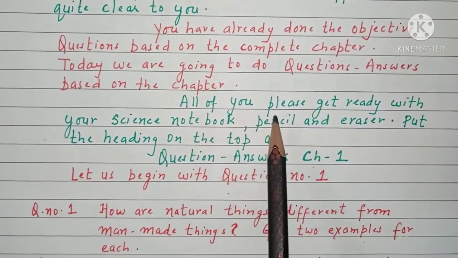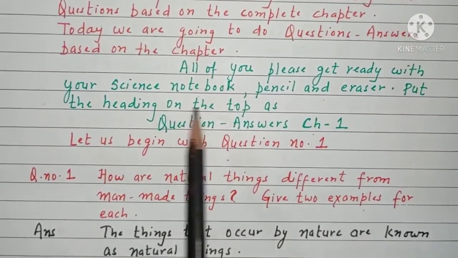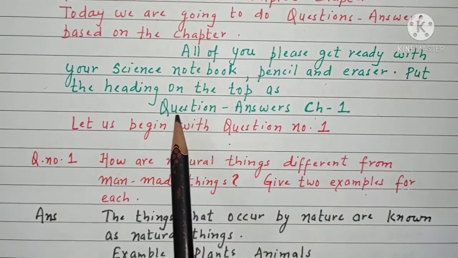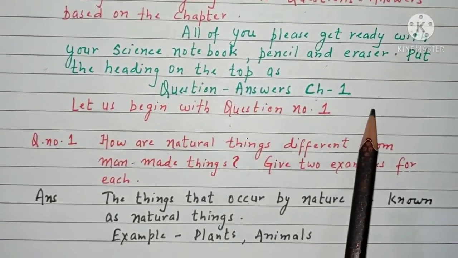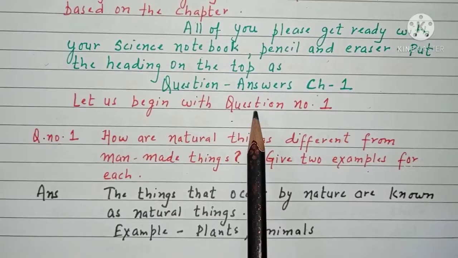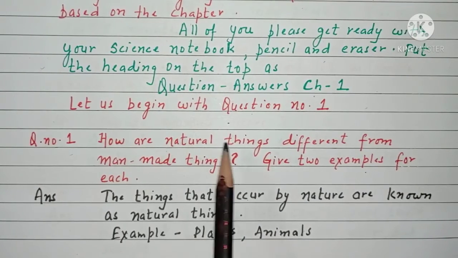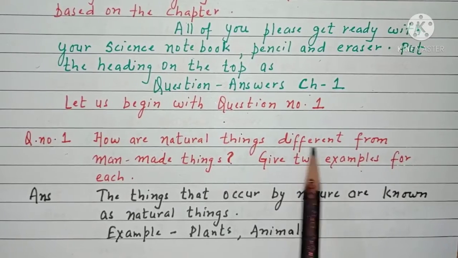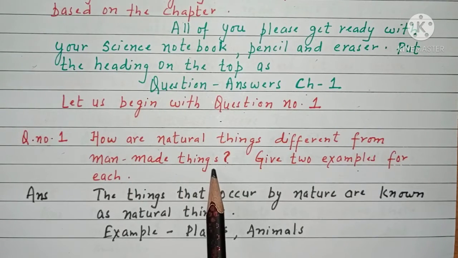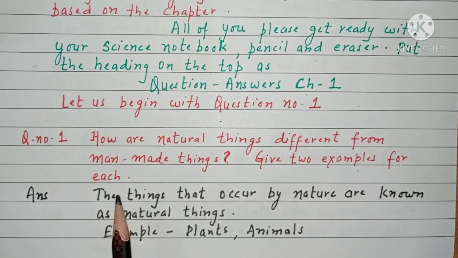All of you, please get ready with your science notebook, pencil, eraser, and the heading on the top will be put as question answers from chapter number 1. So, let us begin with question number 1. And question number 1 is, how are natural things different from man-made things? And you need to write two examples for each.